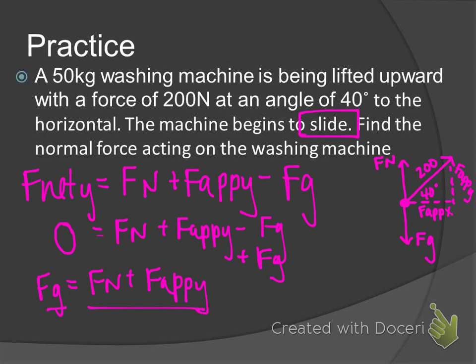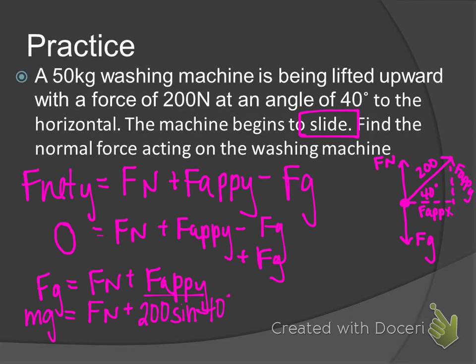Are we kind of getting there? Seeing where we're going a little bit? So now we can start plugging in these numbers. What do we know F sub g is always equal to, what times what? Mass times gravity. Our normal force is what we're solving for here, so we don't need to substitute that in at all. F applied Y we can solve for by taking our hypotenuse times sine of 40 degrees. You don't have to write this all the way out with all the variables. I'm just showing you how we're getting through this process.